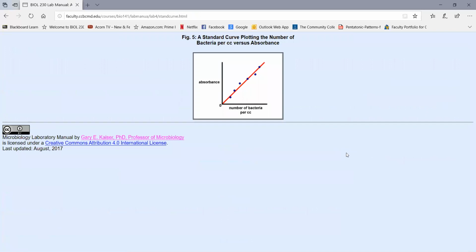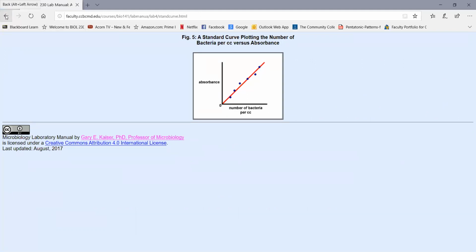So although there's no numbers on the side of this in terms of the number or absorbance, that would eventually have numbers written there, and this would be the absorbance measured. But if we plotted out several different dilutions, we would get a standard curve that's directly proportional, because we know the greater the number of bacteria, the greater the absorbance.